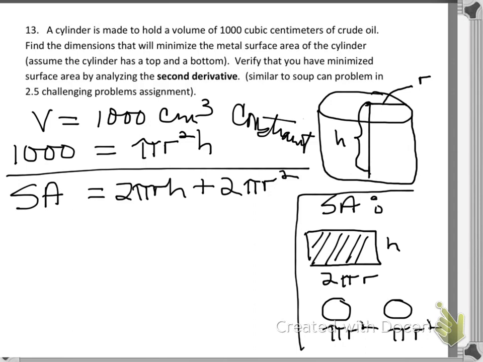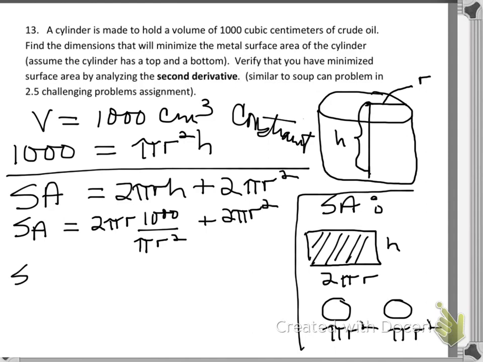The easiest thing is to substitute out for the h, and looking at my constraint, I can see that 1,000 divided by pi r squared will equal my h. So that's my next step, rewriting my objective function without the extra variable. So 2 pi r h is going to be 1,000 divided by pi r squared, and then plus 2 pi r squared.